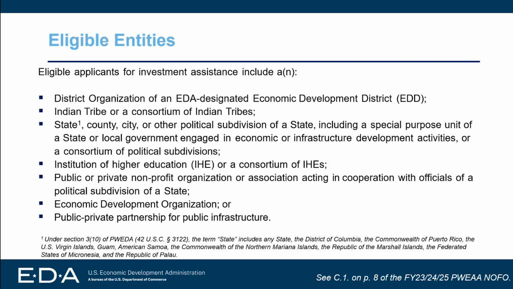EDA is able to make awards to eligible entities as indicated here on the screen. Only the lead entity of a sectoral partnership can apply, and the lead entity must be an eligible entity that EDA is authorized to make awards to. So please review the funding opportunity for additional information regarding eligible entities. If after you review you still have questions, please feel free to reach out to us. Our contact information will be shown at the end of this webinar, but it is also listed throughout the notice of funding opportunity.